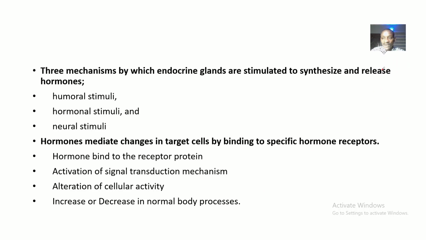Now basically guys, the stimulus for these hormones is of three types. That's why we said that the three mechanisms by which endocrine glands are stimulated to synthesize and release hormones are of three types. We have the humoral stimulation, then the hormonal stimulation. Humoral stimulation should be like the humoral lymphocyte, a B lymphocyte, right? Then neural stimulation, where the stimulation gets to the endocrine glands by means of a nerve. Then guys, hormones mediate changes in target cells by binding to specific hormone receptors.